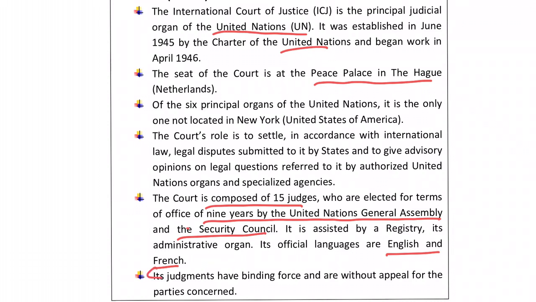The last point is also important. They may say its judgments do not have binding force and others can appeal against it. Do you understand? So the language of this is very, very important. High possibility they may ask you a question about the International Court of Justice. Whatever is required from the prelims point of view we have given here, please ensure that you go through this carefully.